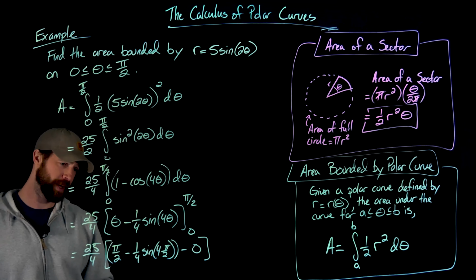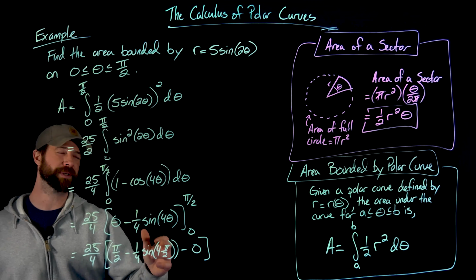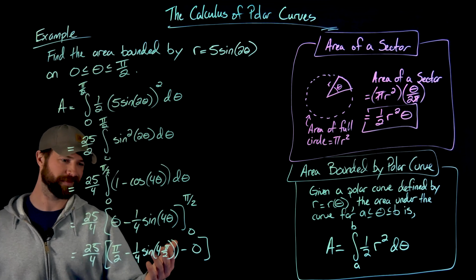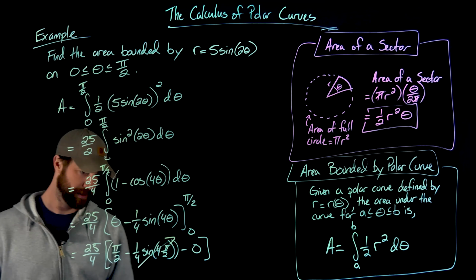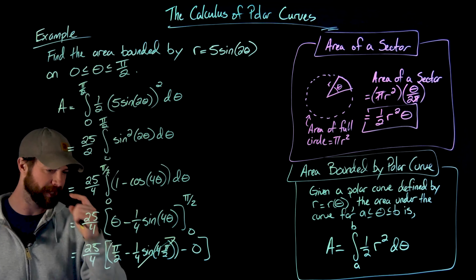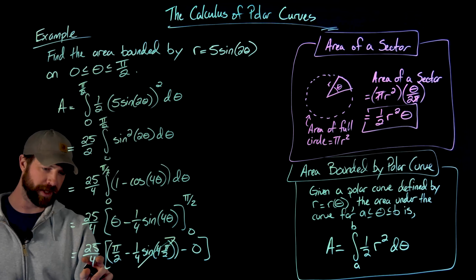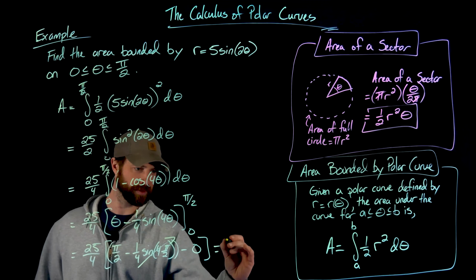And then evaluating this is 4 times pi over 2, which would be 2 pi. So the sine of 2 pi is 0. So actually this term goes to 0. So the only term that actually offers anything interesting was when I plugged pi over 2 in right here. So I get 25 fourths times pi over 2, which would equal 25 pi over 8.